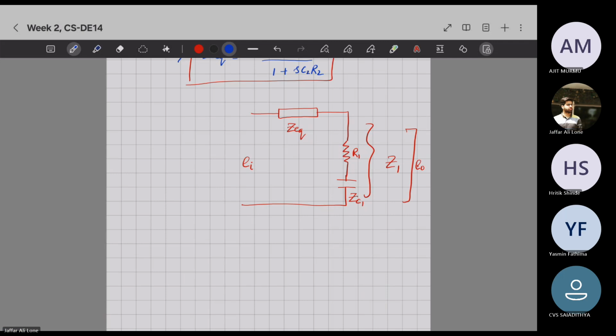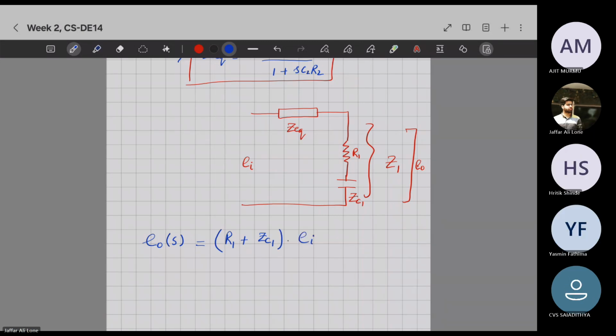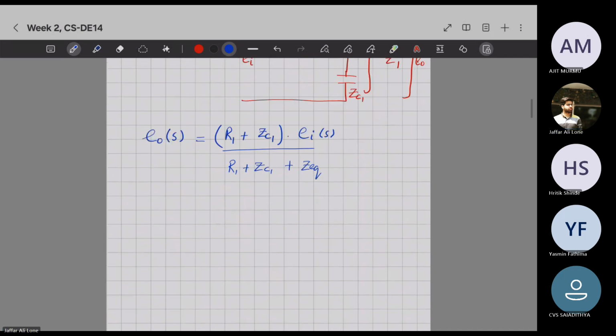Now tell me, using the voltage division rule, my E naught of S will be equal to R1 plus ZC1 into EI, divided by R1 plus ZC1 plus Z equivalent. I'll just explain it to you here.